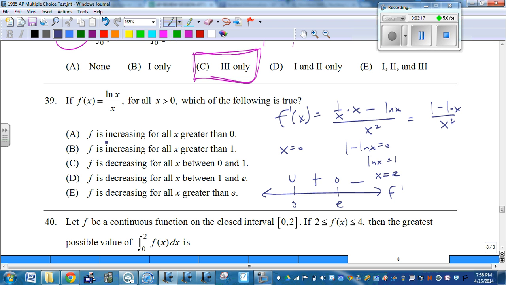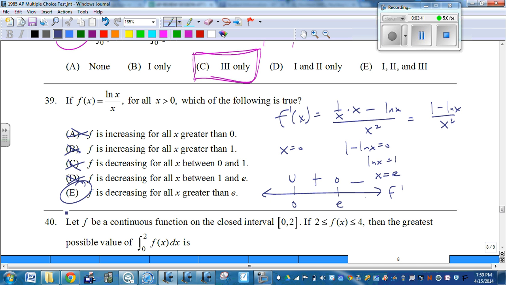Let's look at our options. F is increasing for all x greater than 0. Nope, because it's decreasing over here. F is increasing for all x greater than 1. Nope. F is decreasing for all x between 0 and 1. Nope. F is decreasing for all x between 1 and e. Nope. F is decreasing for all x greater than e.